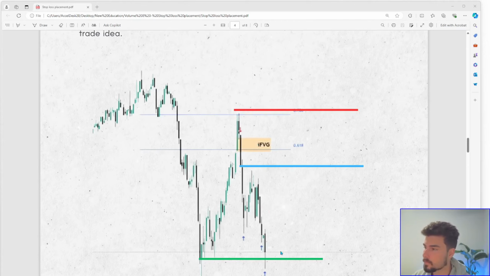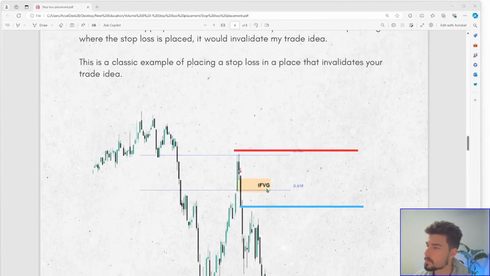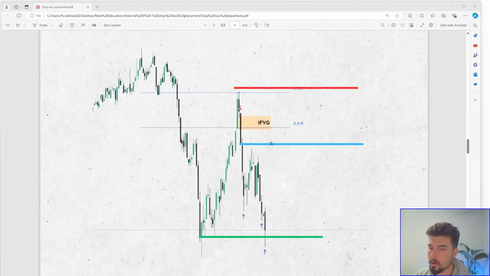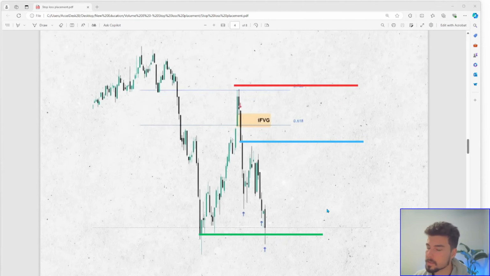I've taken partials. So for me, if I'm in with heavier contracts, I'll take partials. That's just how I do it. 1 to 1, 1 to 1.2, that's maybe a 1 to 1.6. So as you can probably appreciate here, the stop loss is placed in a position where if I get stopped out, my trade ID is invalidated. 1 PD array supporting price because that's all the market offers.